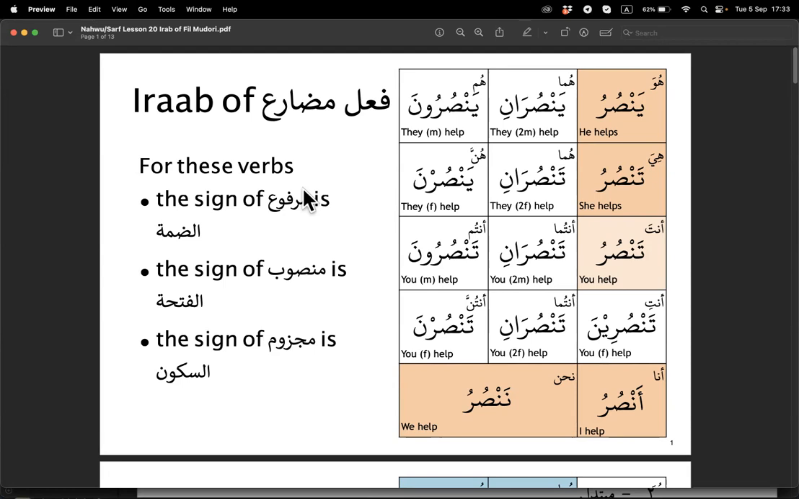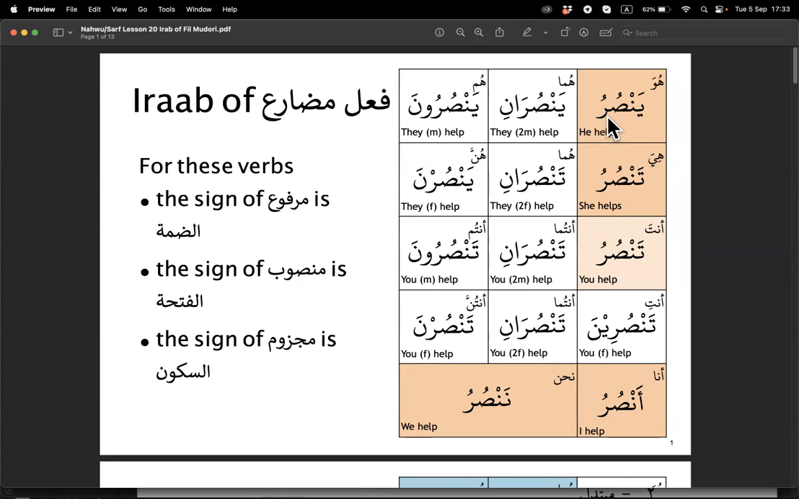For those that end with dhamma, in the marfu state, it's easy. It's marfu bil dhamma, just like your isms. So we say fi'il mudhari marfu bil dhamma. Then when it becomes mansub, it changes to fatha. So what do we say? Fi'il mudhari mansub bil fatha.